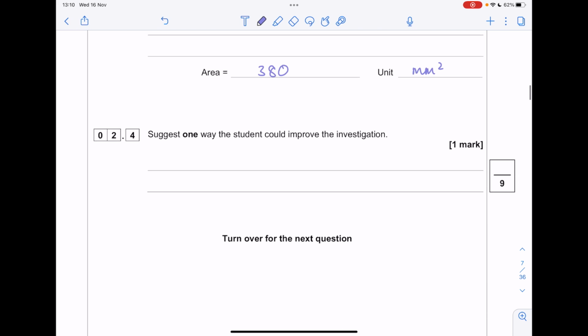Suggest one way the student could improve the investigation. The simplest way always is to repeat and calculate an average, because remember, that improves the reliability.